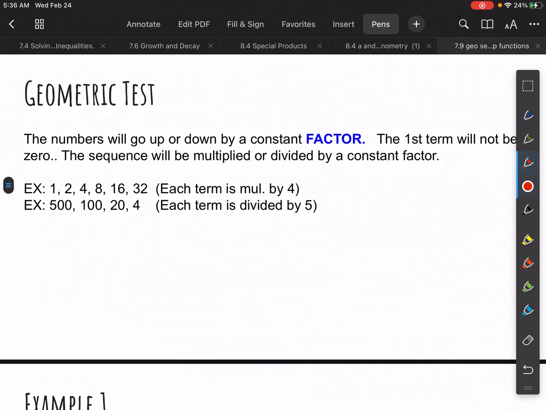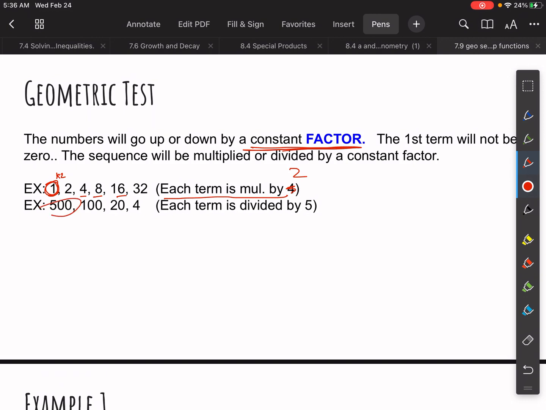So for the geometric test, the numbers will go up or down by a constant factor. Okay, this is what we've been saying all along. The first term will not be 0. The sequence will be multiplied or divided by a constant number. So notice here in the first example we start with a 1. Okay, I don't know why it says each term is multiplied by 4. I believe that's saying 2. It's supposed to be 2. 1 times 2 gives you 2, 2 times 2 gives you 4, 4 times 2 gives you 8, 8 times 2 gives you 16, etc.